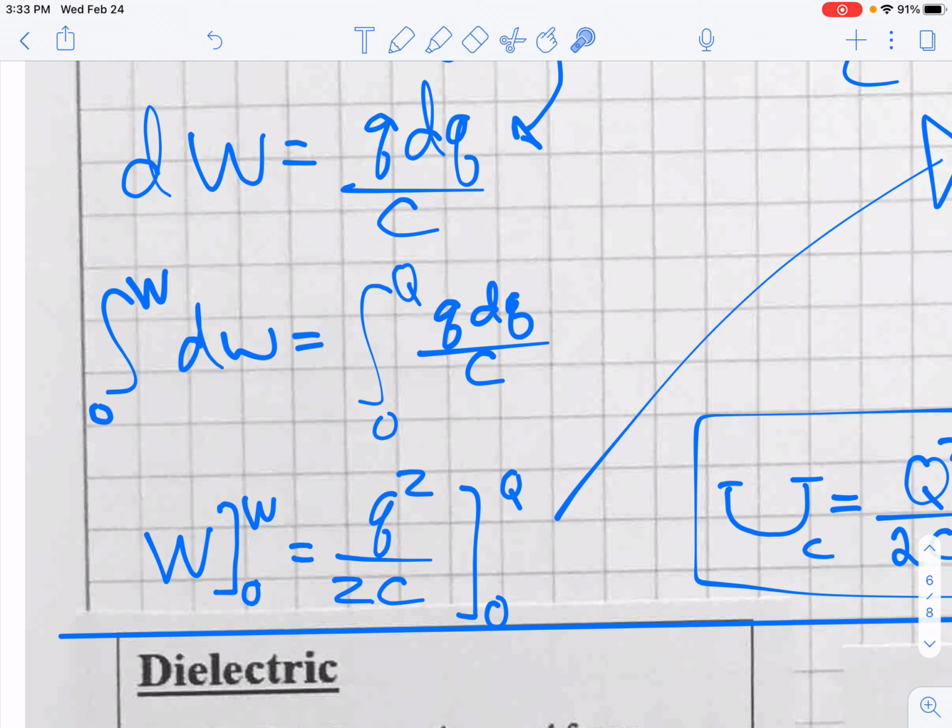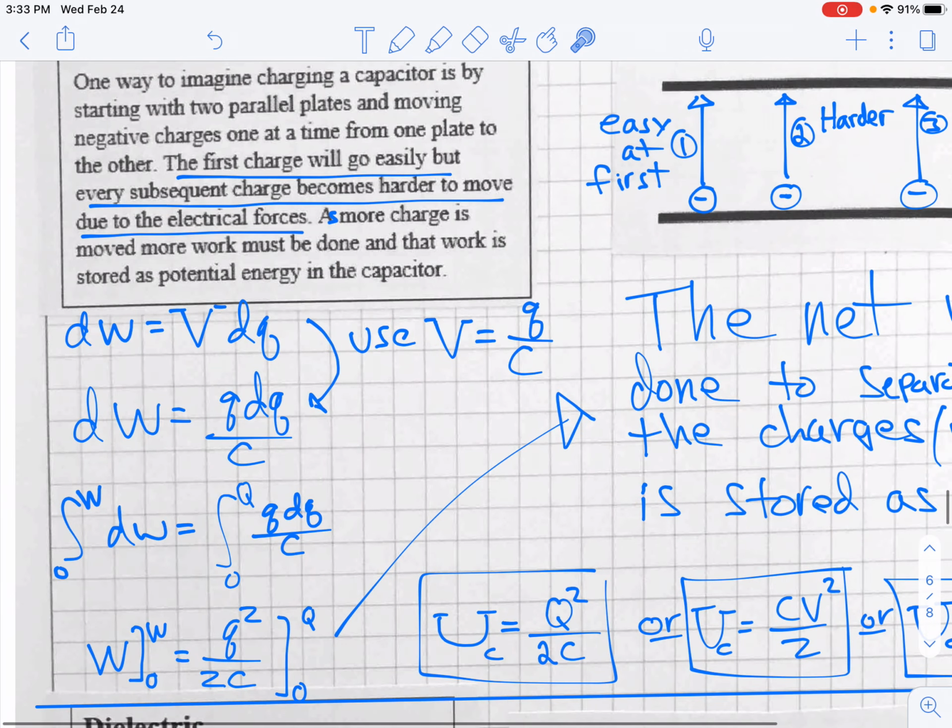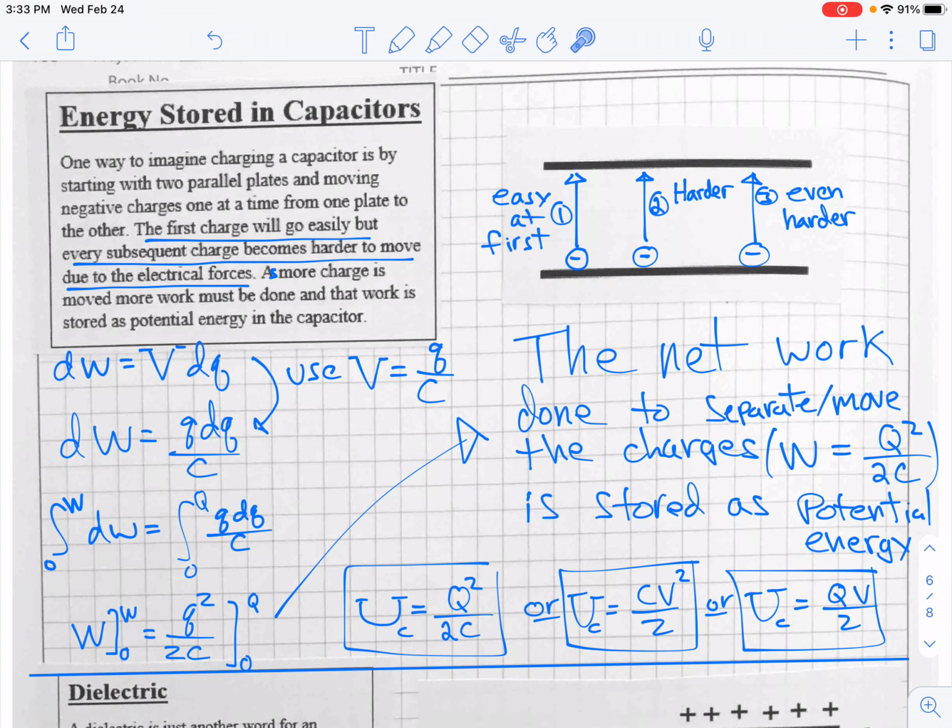So when we integrate, it takes zero work at the beginning to some final amount of work. And we start off with no charge, and we're adding some total amount of charge Q to each plate. We're separating the charges in essence. And when you evaluate this, the integral of Q dQ is Q squared over 2. Now you can see where the 1/2 is coming from in that formula. The net work that's done to separate or move the charges is Q squared over 2C. And the work that you do to separate the charges as an external source is stored up as potential energy in the electric field that was created.